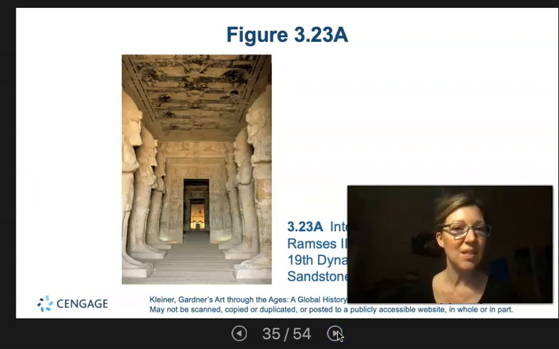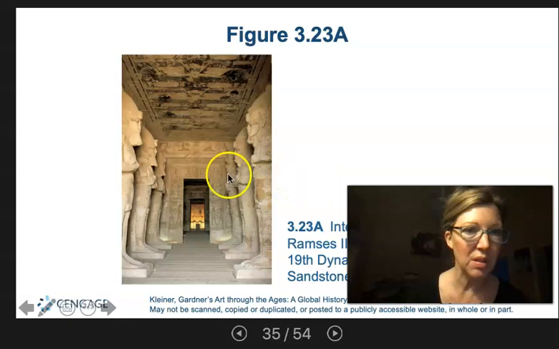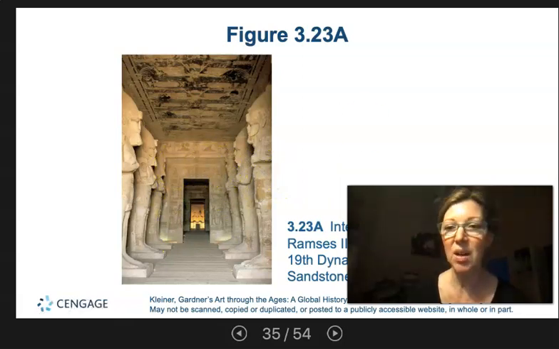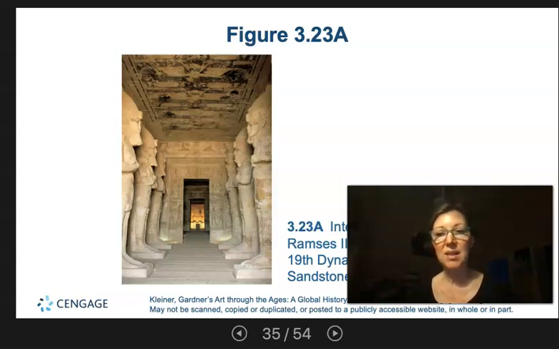I love these columns. Oh my goodness. Have you ever seen one in a museum? They are ginormous. I just wanted to point out that in the Egyptian temple, here we see post and lintel construction. So that's just like the two posts and then the lintel across the top. Kind of like Stonehenge.